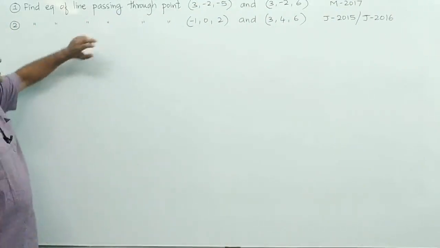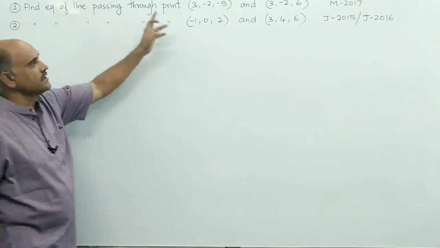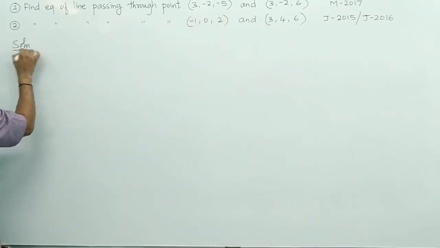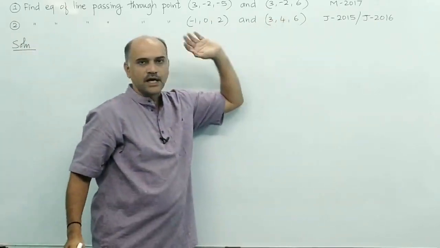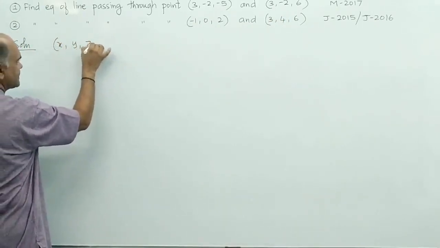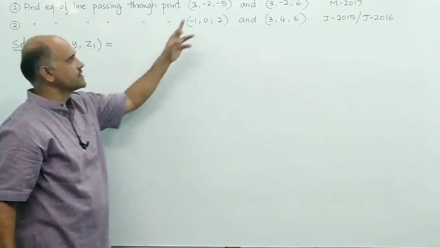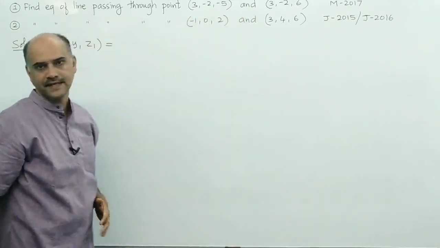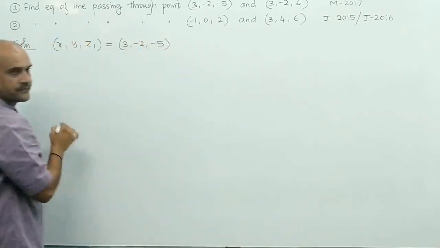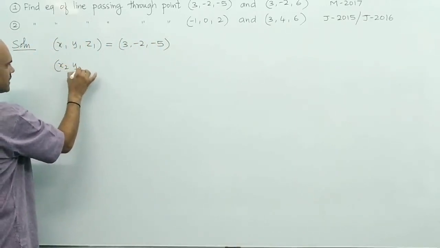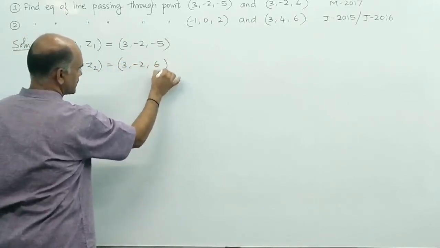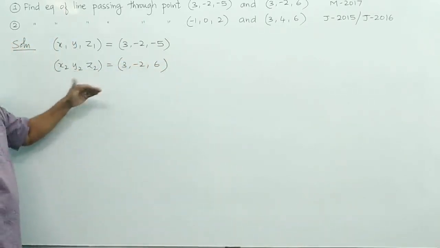So now you are required to find the equation of a line passing through 2 points. He has given 2 points. So the first one, it has appeared in March 2017. Here he has given x1, y1, z1. One point is x1, y1, z1; whichever you take as x1, y1, z1, it's correct. So first I will take 3, -2, -5. The second point I will take as x2, y2, z2, that is 3, -2, 6. So now you find the equation of the line.